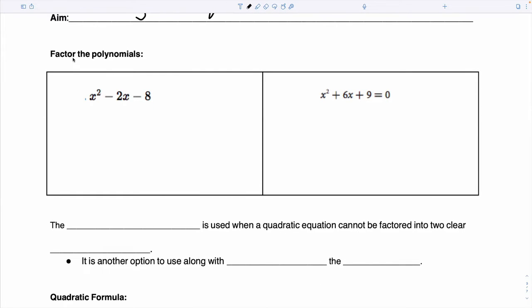First we're going to factor these polynomials, and I just want you to give me the factors of this one and then solve this one. Go ahead and do this in a minute. Factor these just like we have been doing for the last month. Just factor, and we'll see what we get.